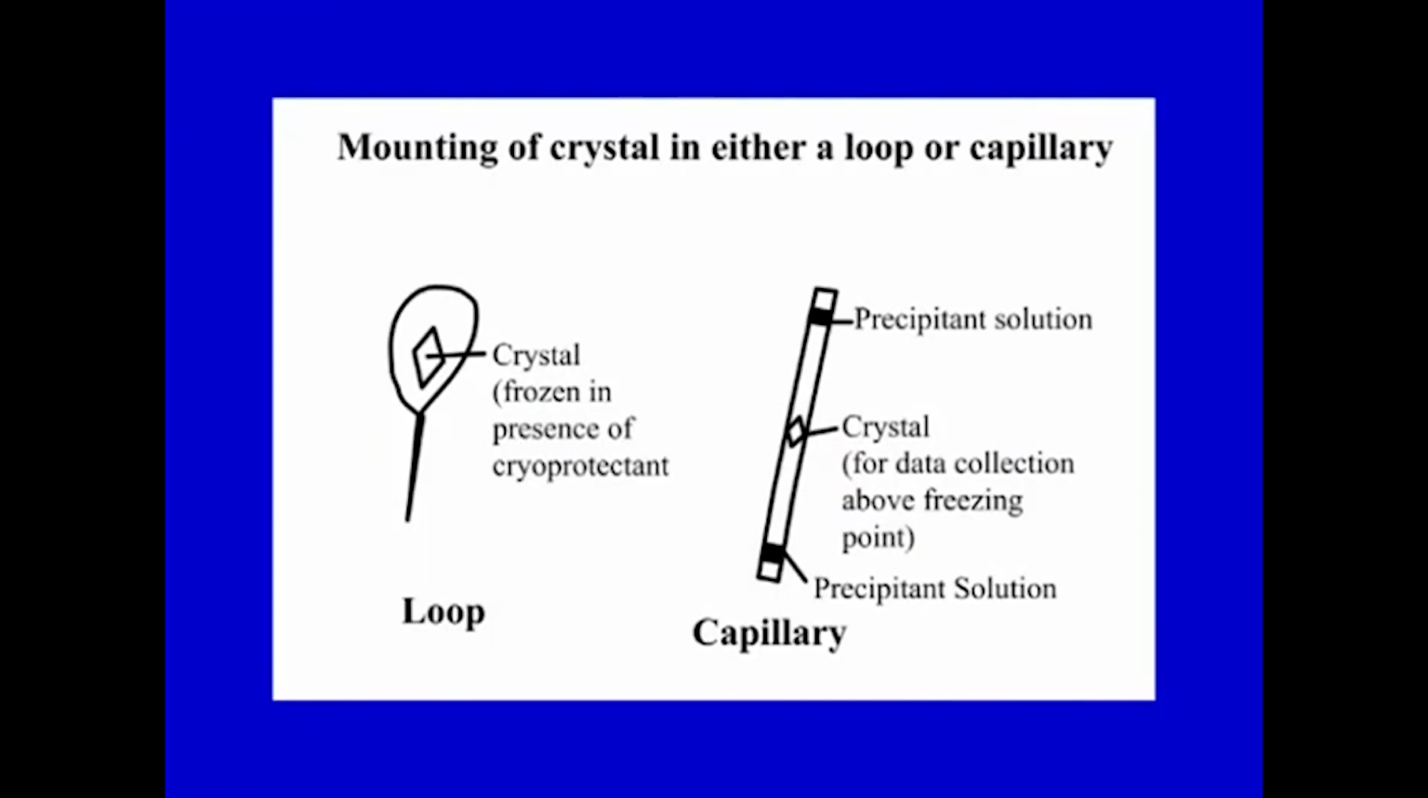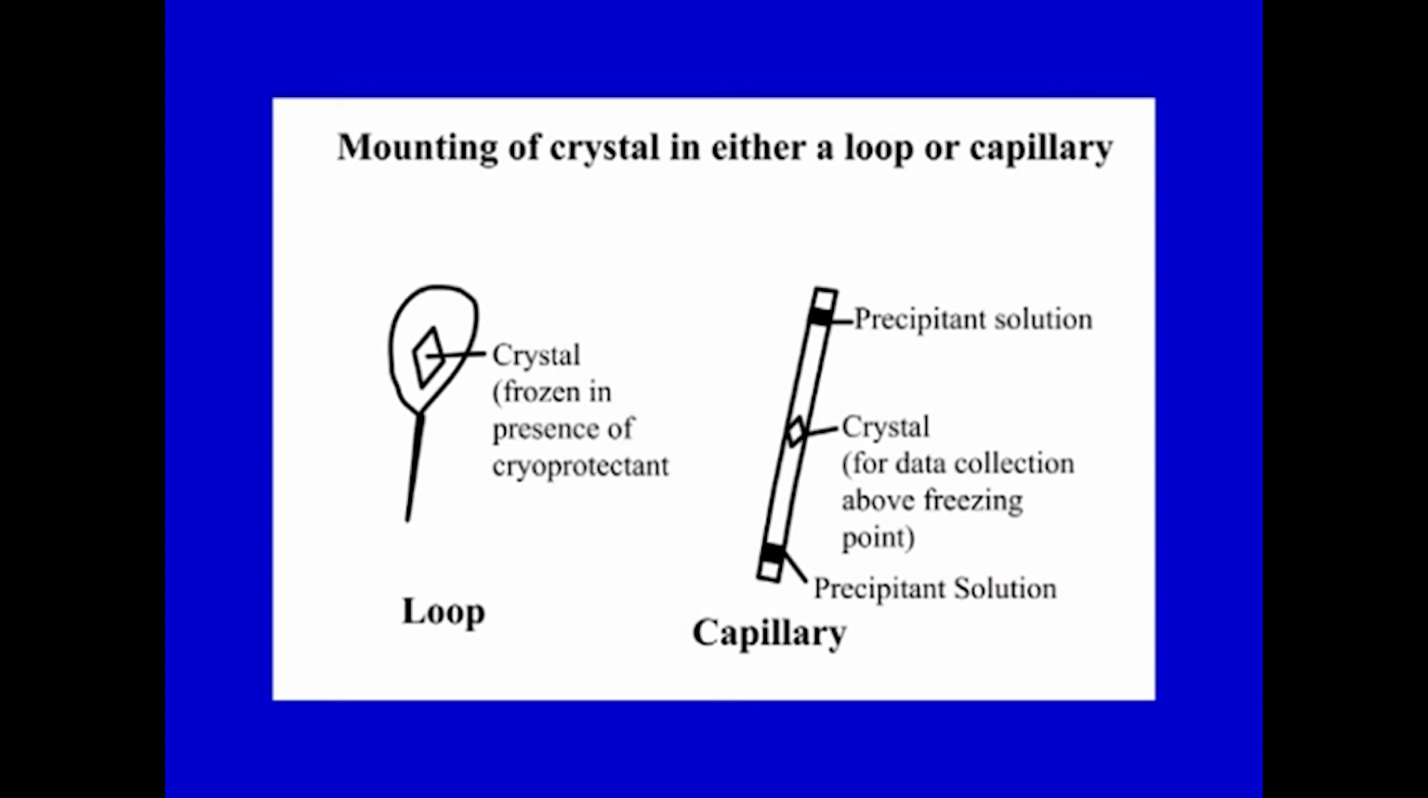Many times you have to screen, and there are a lot of screens available in the market to put your solution, your protein or analyte, in different conditions. It could be 150 or maybe more types of conditions in a particular screen, and possibly you might get a crystal in one of the conditions. Once a crystal is obtained, the crystal is in the drop, and this crystal is picked up, either mounted in a loop or in a capillary.